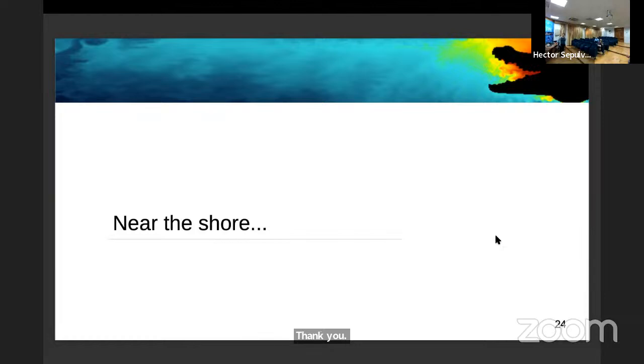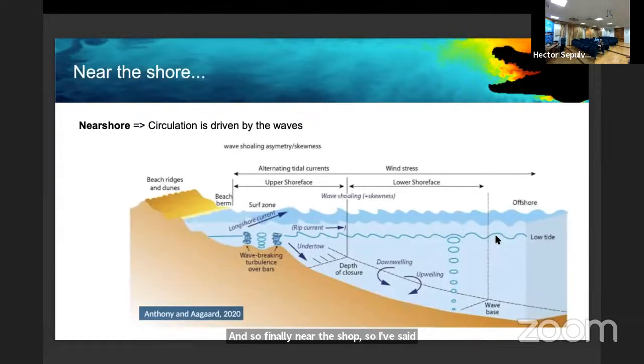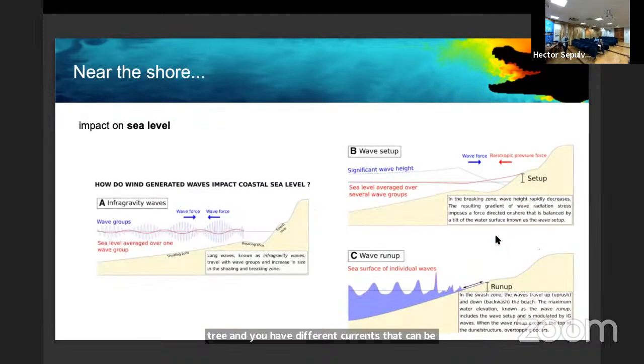And so finally, near the shore, I've said that the circulation is driven by the waves. It's quite important. This schematic can summarize a bit of all that you can have. When the waves start feeling the bottom, besides this forward motion of the water due to waves, you also have a change in the shape of the orbital motion due to the feeling of the bottom. You can also have strong interaction with the bathymetry, and different currents can be generated. So basically, you also have a change in the water level.